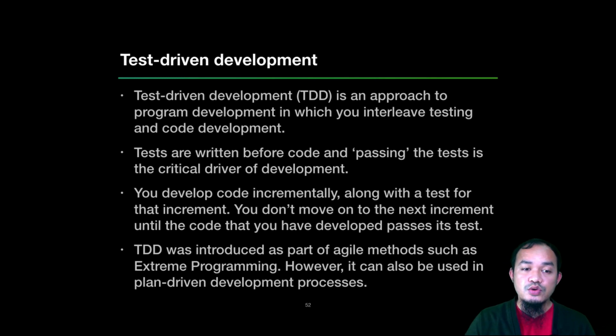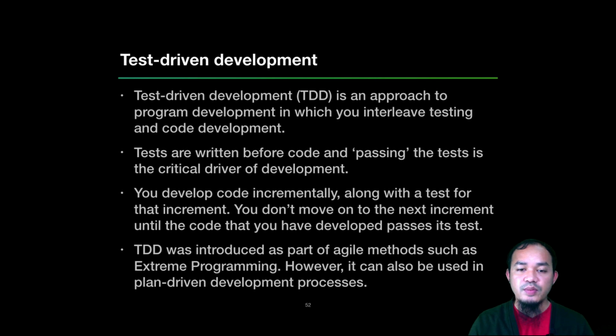You develop code incrementally along with a test for that increment. You don't move to the next increment until the code that you have developed passes its test. It means that you have to pass the test first, and then you can move to developing other code. You cannot develop the code of another feature if the current feature does not pass the test. This is the main point of test-driven development.